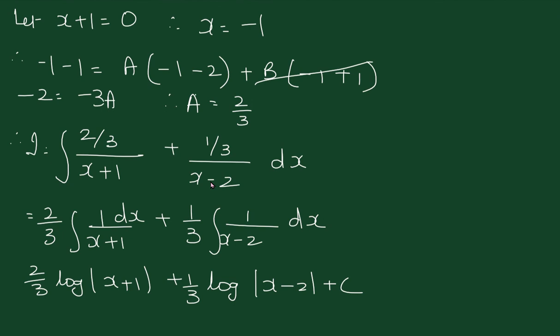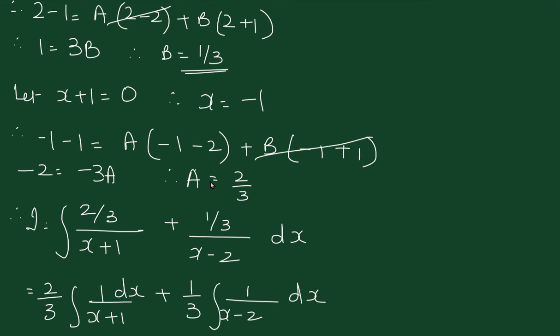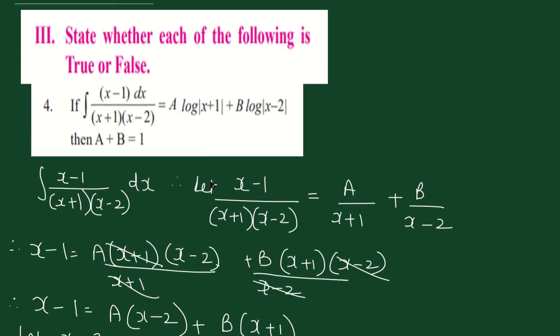Upon solving it, now we compare it with the statement that they have given us, because it's a true or false question if you remember. They have given us a log x plus 1 plus b log x minus 2. Now we got the answer of a as 2 upon 3 and the answer for b as 1 upon 3. Suppose we do a plus b, that is 2 upon 3 plus 1 upon 3, it becomes 1 ultimately. Isn't it? That means whatever statement they have given us, it is actually a true statement. Thus the sum is done.